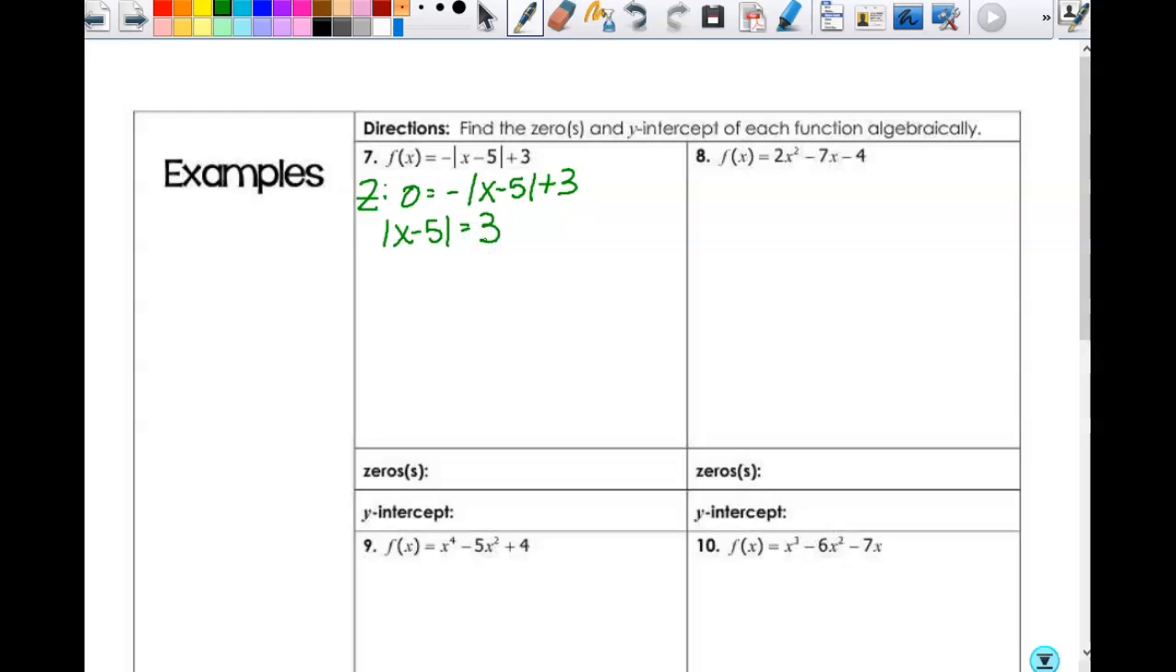Set x minus 5 to 3 and negative 3. Good. Because it's the absolute value, so there's 2 there. X equals 2, right? So when I answer zeros, I get 2 and 8.